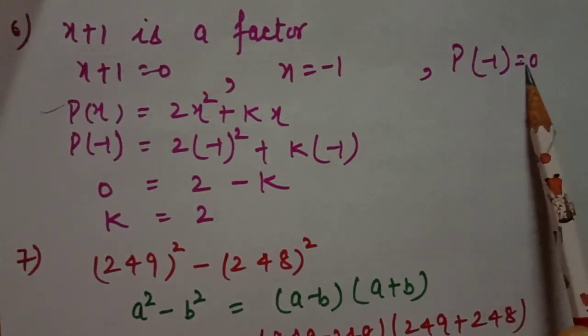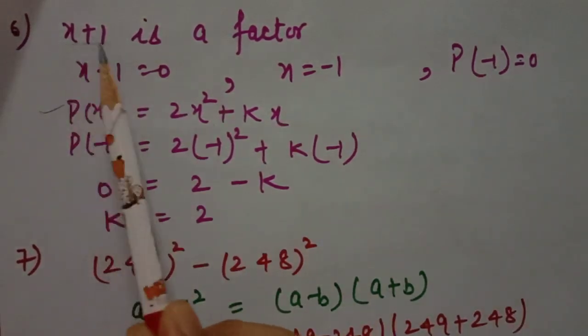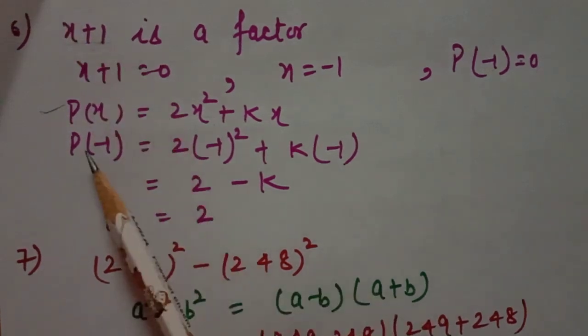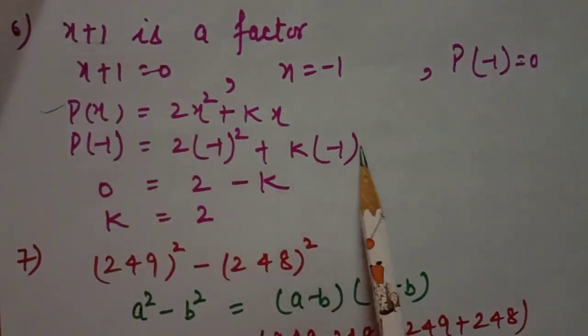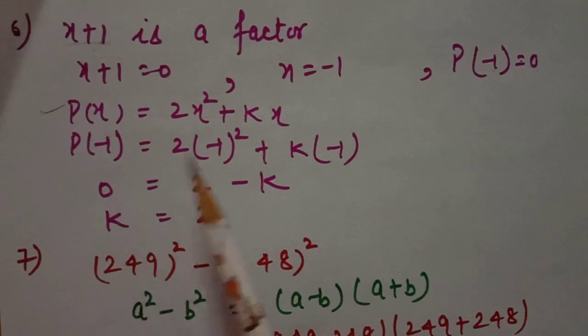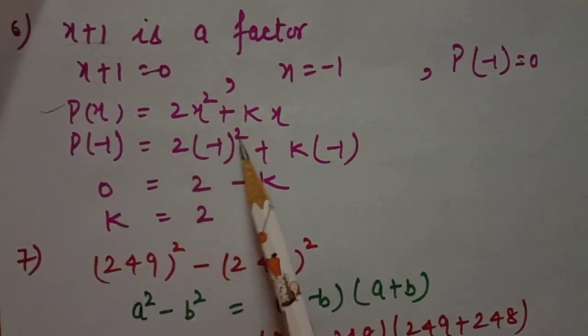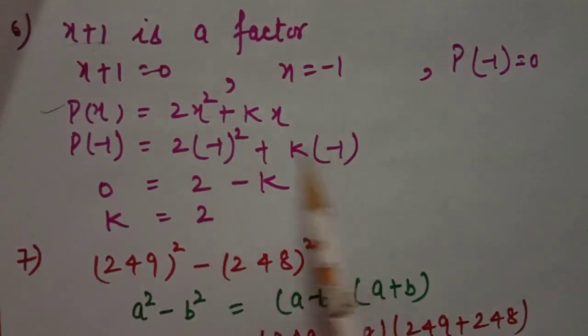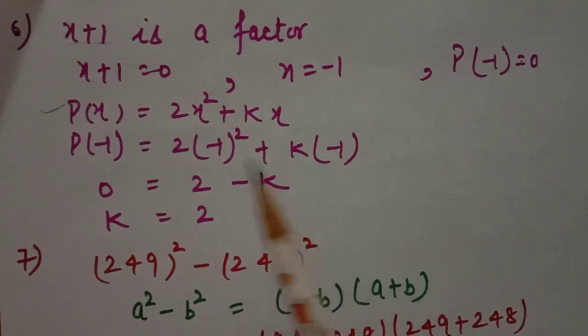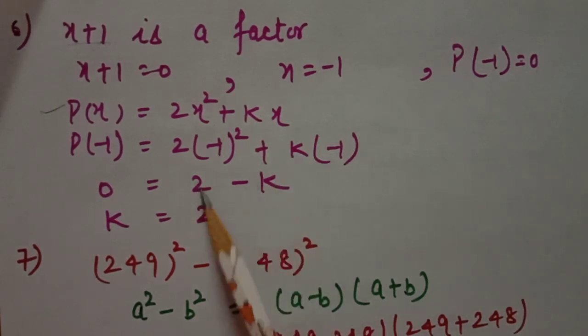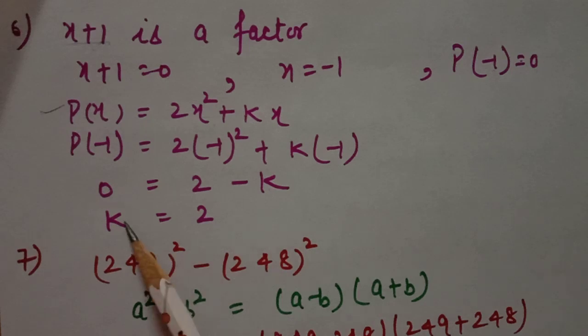So P(minus 1) is equal to 0 because it is given that it is a factor. So we will replace the variable with minus 1. So P(minus 1) is equal to 0. 2 times minus 1 raised to the power, whole square, is 2. Multiply plus minus minus k. When we shift this number to the other side, it will be positive. So k is equal to 2. So the value of k is 2.